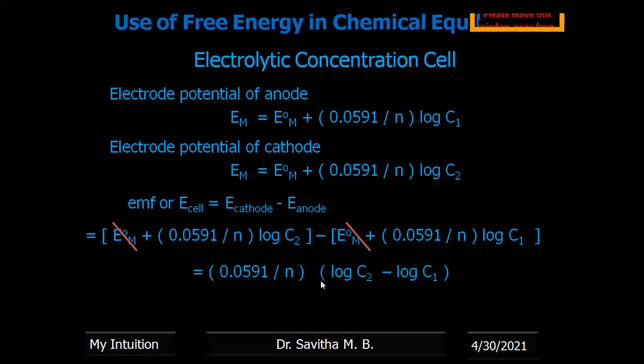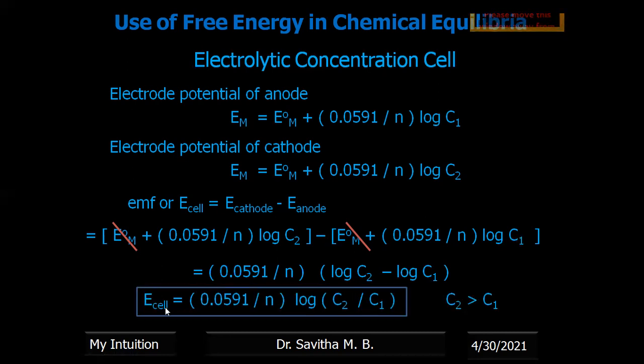Remaining, if you rearrange, we have 0.0591 divided by n times log C2 minus log C1. So rearranging, E cell is equal to 0.0591 by n log of C2 by C1. This says that E cell is positive only if C2 is greater than C1. If C2 is greater than C1, the whole value will be positive, and if E cell is positive, then it is a spontaneous reaction.